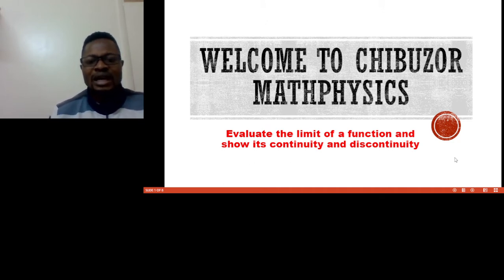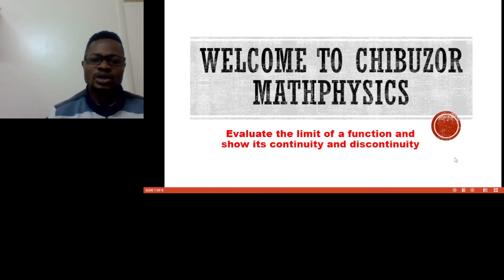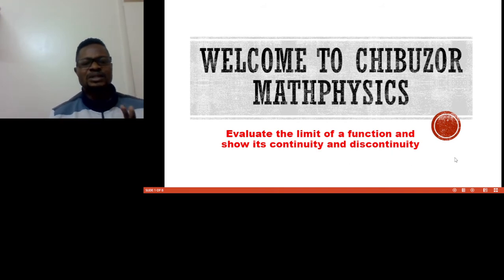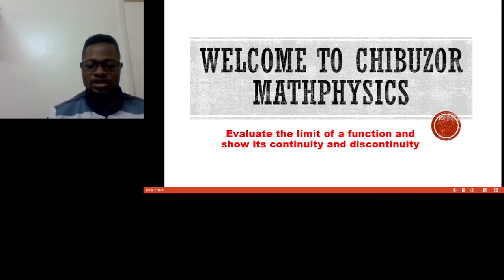So today I will be dealing with some evaluation of the limit of a function and to show its continuity or discontinuity. You'll be given a question and you are expected to show if the function is continuous or discontinuous. It is a bit tricky, but you just need to pay attention to the steps and you are good to go. So let us jump into it.